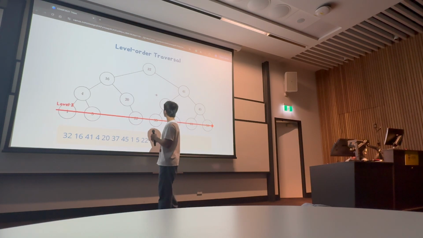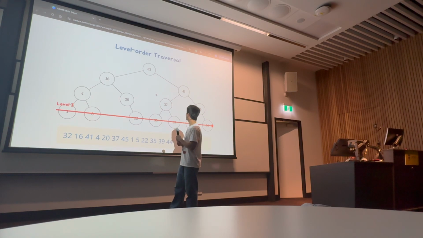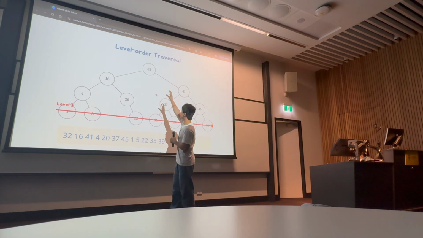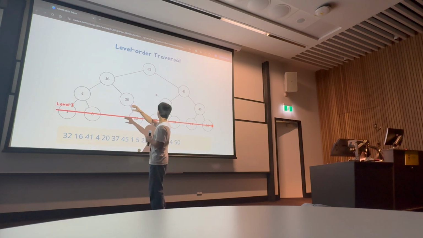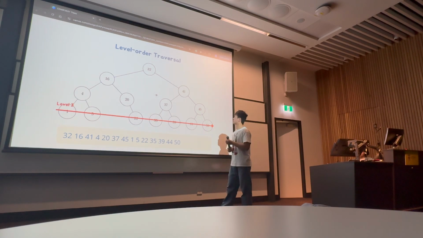But yeah, as the name suggests, you traverse the nodes of the tree by the level. So you start from 32, and then we do 16, 41, 20, 37, 45, and so on. So that's level order traversal.